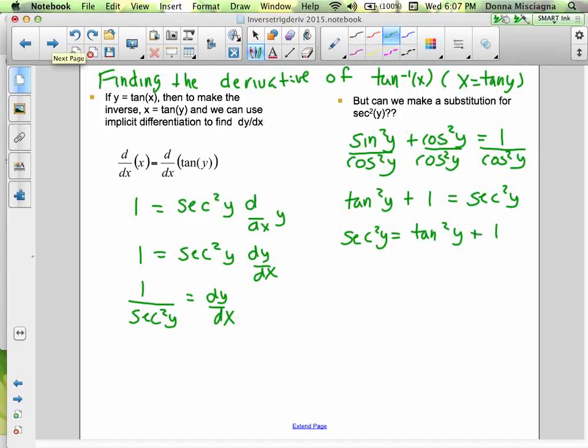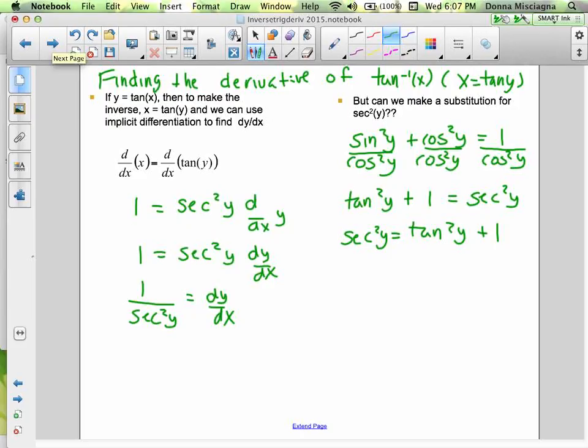I'm going to put the 1 first, because it really doesn't matter the order. Actually, no, I'll leave it the way it was. It's fine. I just want to switch the order so that we have secant squared y first and foremost. And again, it's not looking any better.